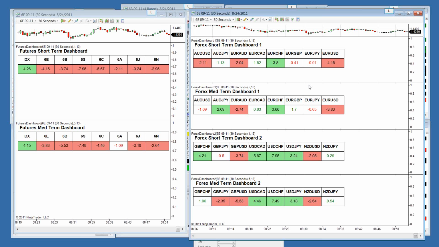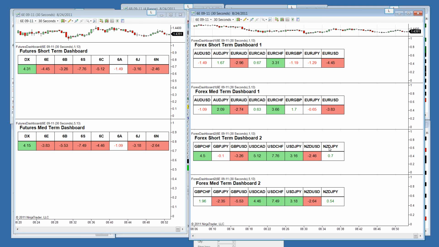All right, and then over here on the Pound, it's got three cross pairs: Pound Swiss, Pound Yen, Pound Dollar. You've got the US Dollar Canadian, US Dollar Swiss, the US Dollar Yen, and then the New Zealand Dollar, which is much more liquid than the futures over here, much more liquid. A lot of our people trade this, and then the New Zealand versus the Yen.